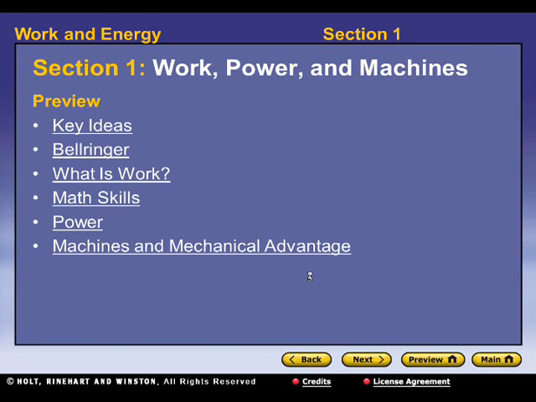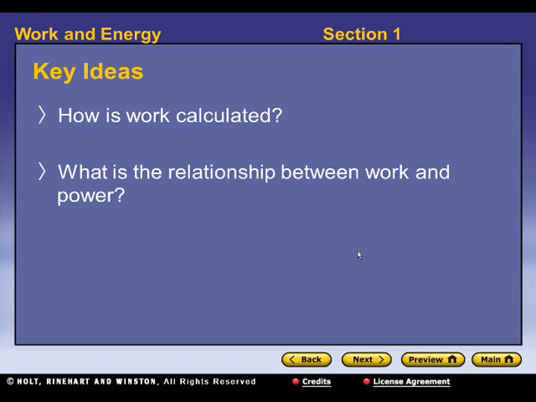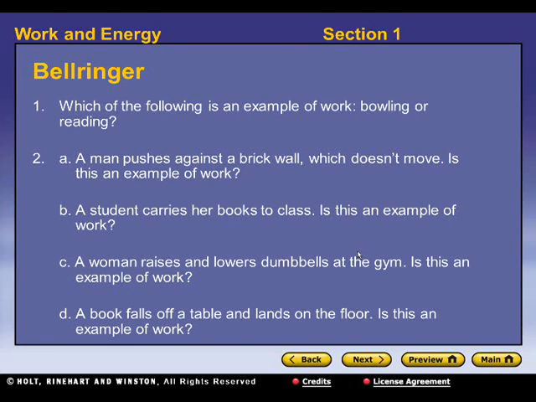Okay, welcome to chapter 13, section 1. We got work, power, and machines. So let's move right into key ideas or questions here. First off, how is work calculated, and for that matter, what is work? What is the relationship between work and power? How do machines make work easier?